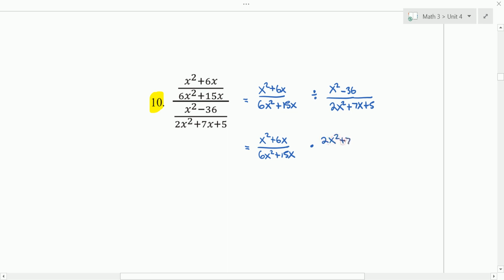So 2x squared plus 7x plus 5 becomes the numerator, and x squared minus 36 becomes the denominator. And we need to factor each piece. So the x squared plus 6x is x times x plus 6. The 6x squared plus 15x, you can divide out a 3x. So 3 times x times 2x plus 5. The x squared minus 36 is x plus 6 times x minus 6.